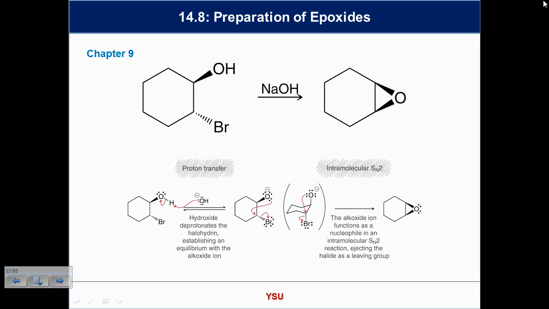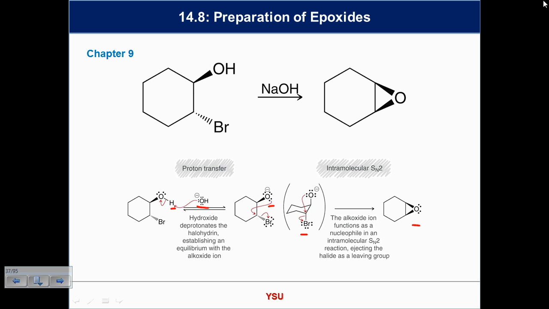And here's from the book the mechanism. Hydroxide will work, hydride will work, NH2- will work. Take off that proton, make a good nucleophile, and there we get the epoxide. Right, discussion here. You're making an epoxide.